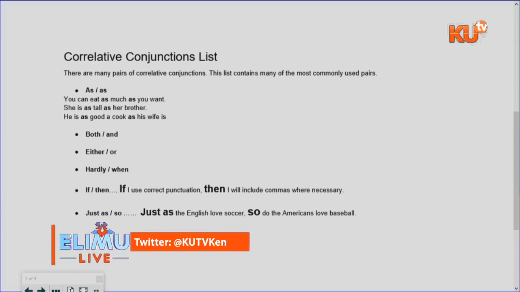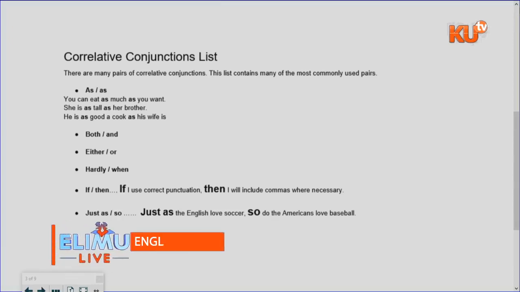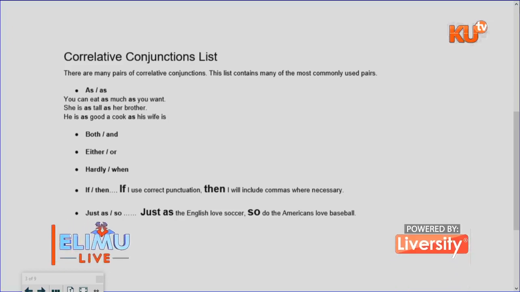Another correlative conjunction that we are going to have a look at is if then. Let's have a look at that example there. If I use correct punctuation, then I will include commas where necessary. Can you have more examples at home where you can use if and then? I'll be glad to have your feedback through the numbers displayed on our screen.